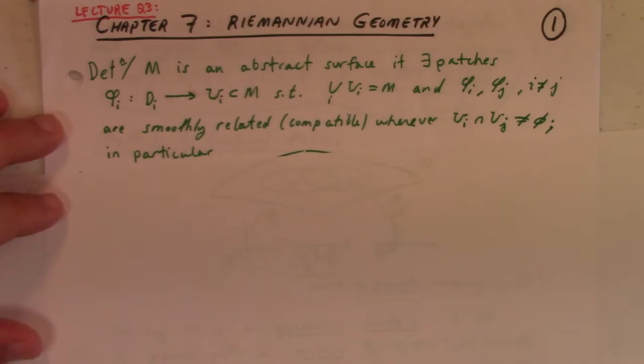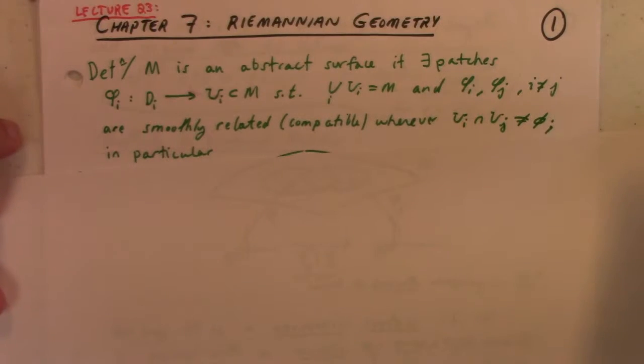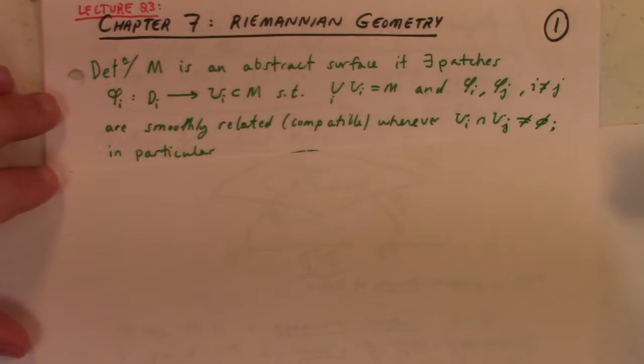Okay, so this is lecture 23, and our goal here is to try to abstract what we've been doing for surfaces in 3 dimensions to a slightly more general context, all right? So here we want to give some description of a surface that's divorced from the 3-dimensional context, all right?